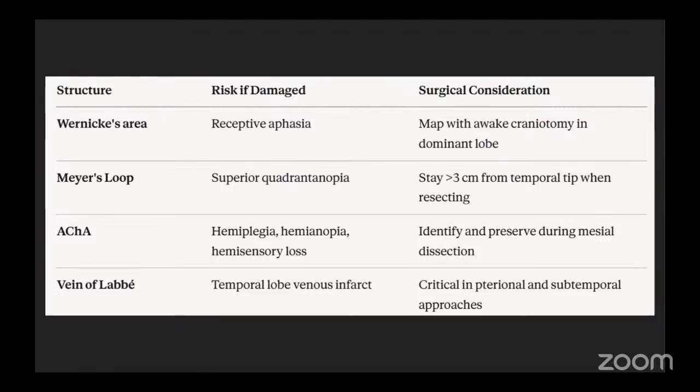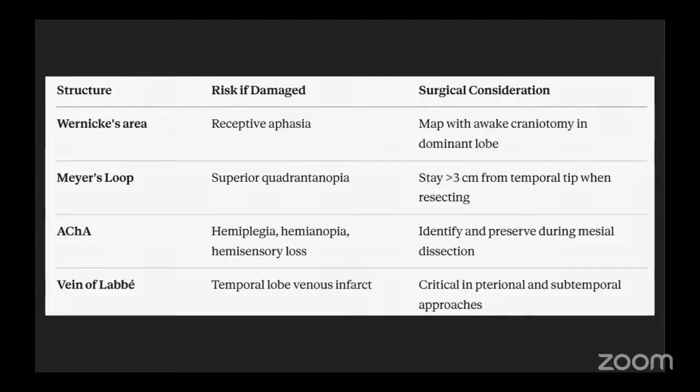Then we have the Meyer's loop. How do we protect the Meyer's loop? We stay within the 3 centimeters from temporal tip, but Meyer's loop is slightly deeper. So if you are taking the superior temporal gyrus, the Meyer's loop is not going to come in the way. Then we have the anterior choroidal artery: hemiplegia, hemianopia, and hemihypoesthesia, hemisensory loss. So it's 3H. We have to identify, we have to preserve. It's a very critical artery and we cannot risk losing it.